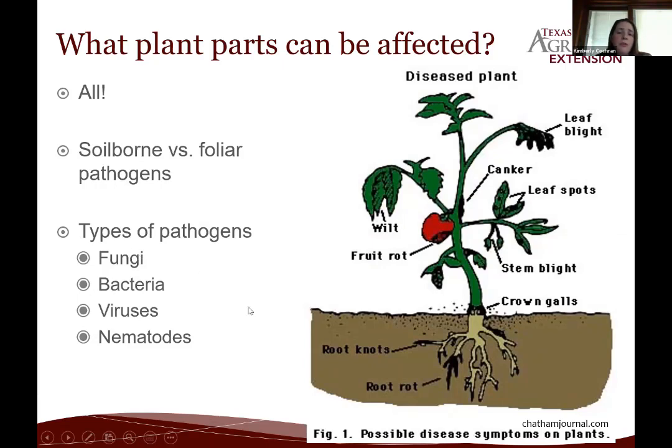Types of pathogens that we'll focus on today include fungi, bacteria, viruses, and nematodes, with a main emphasis on fungal pathogens because that's most often what I come across.